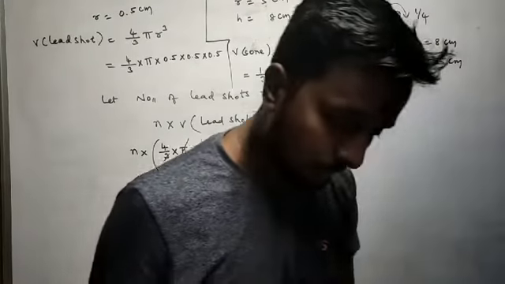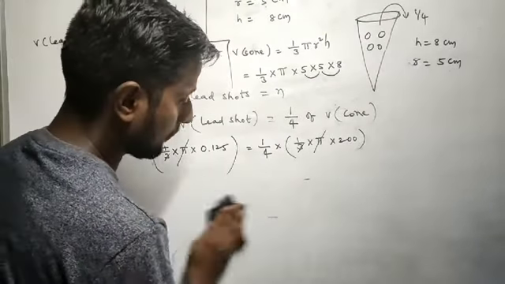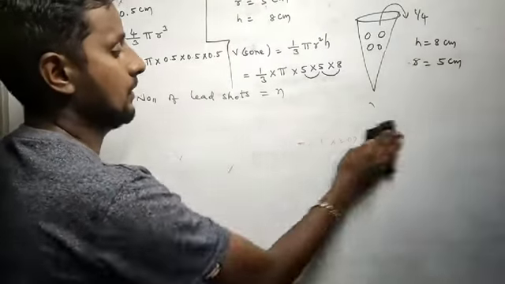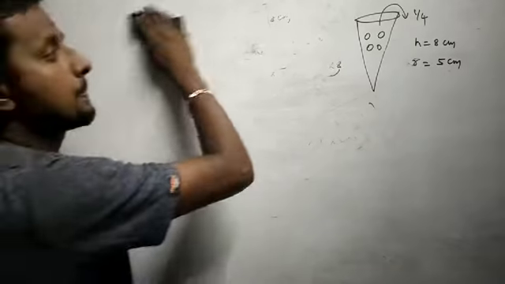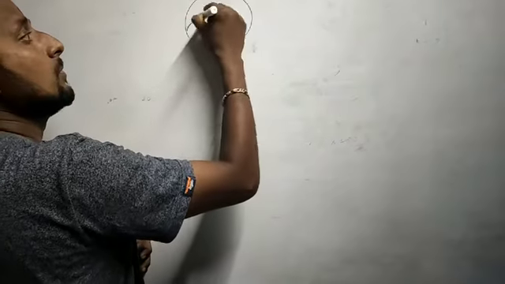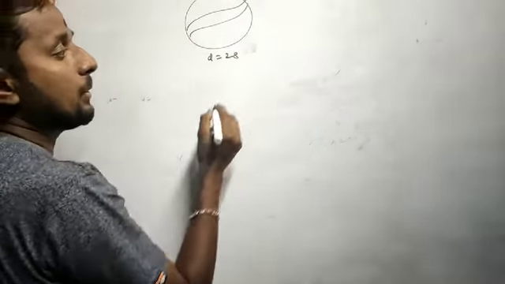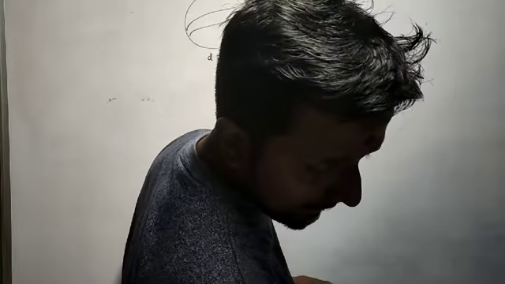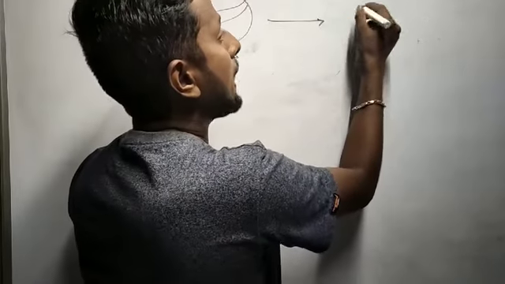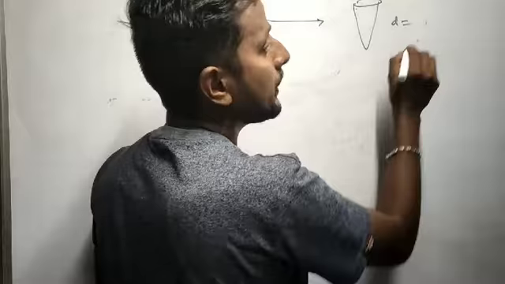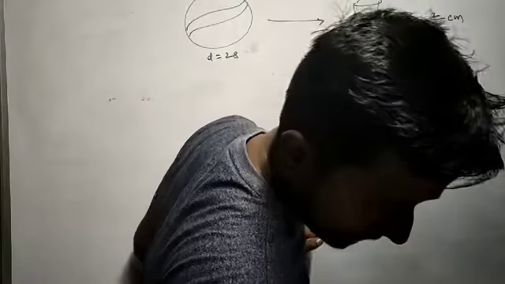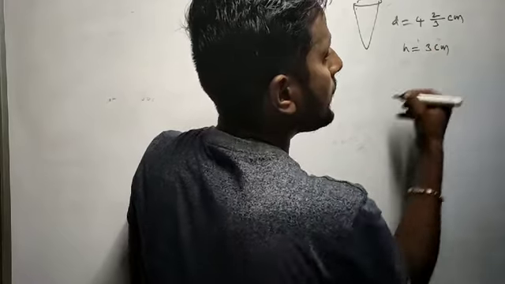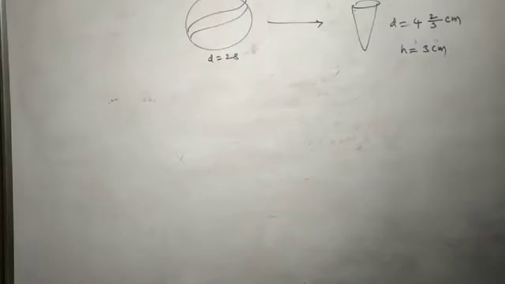A solid metallic sphere of diameter 28 centimeters is melted and recast into a number of smaller cones, whose diameter is 4 into 2 by 3 centimeters and height is 3 centimeters. Then find the number of cones formed from the sphere.